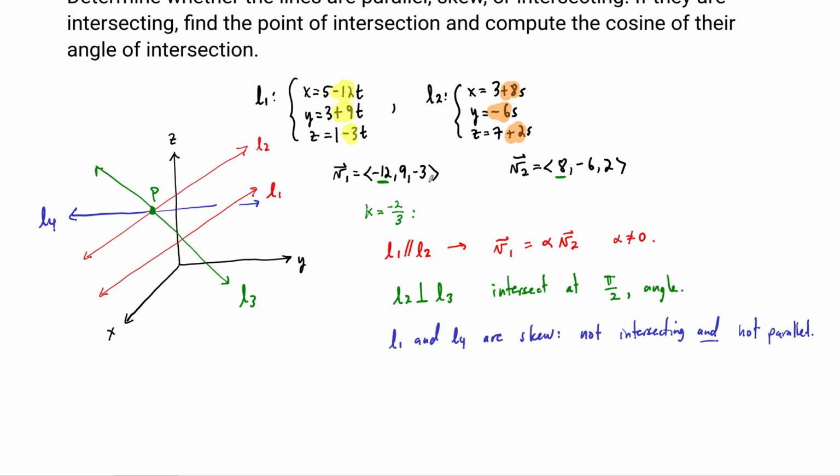And then we just check and see if our components all obey this or not. And if any one of them does not, then they're not in the same direction, right? So to make sure that I did this right, let's do -2/3 times -12. That's +8, so check mark. That one works, right?